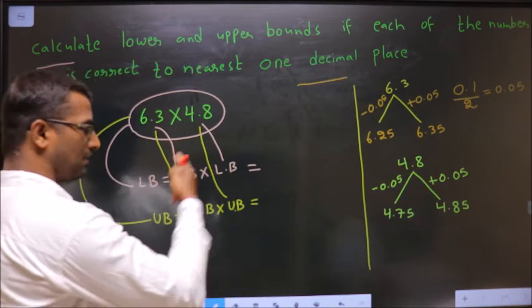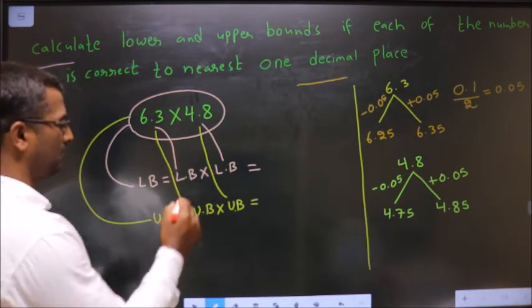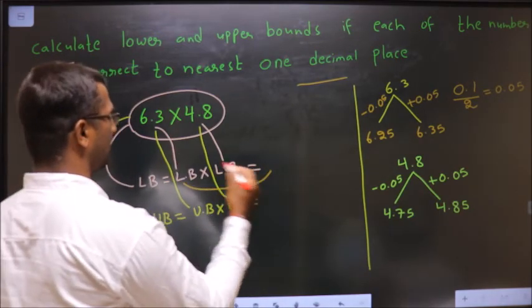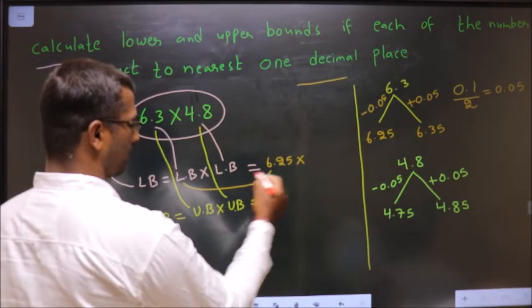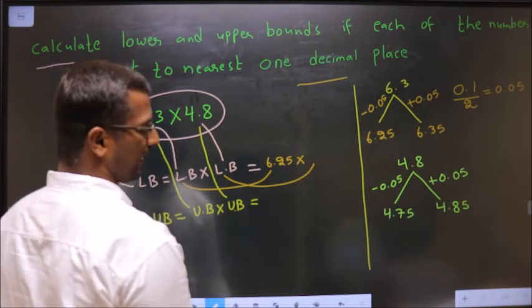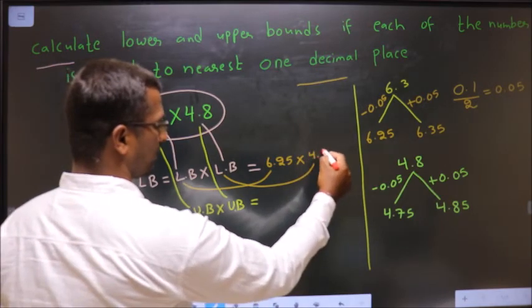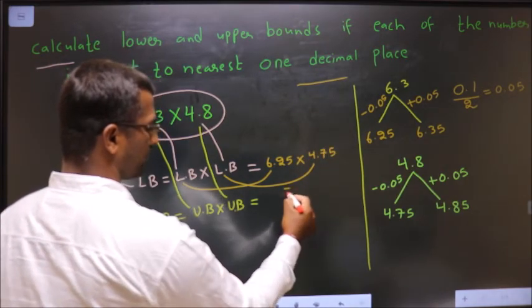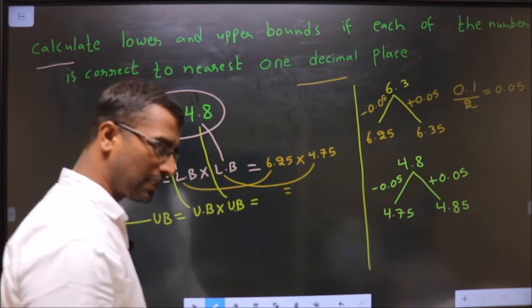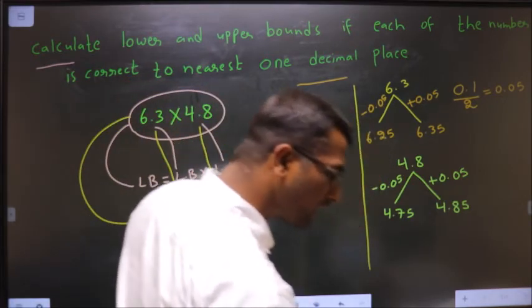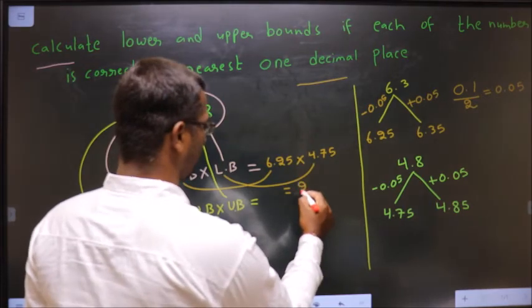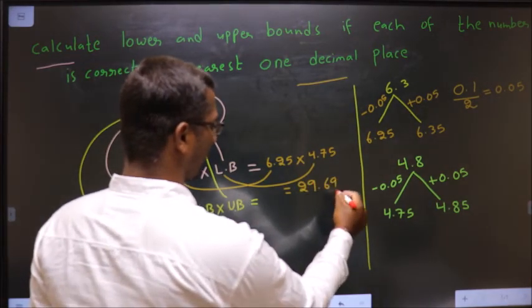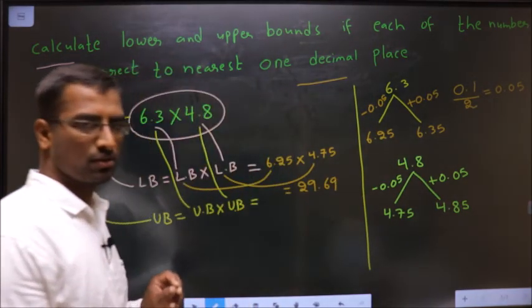Now, let us replace the values here. So the lower bound of 6.3 is 6.25. The lower bound of 4.8 is 4.75. So multiply these two, you get the answer to be 29.69, which is the lower bound. Okay.